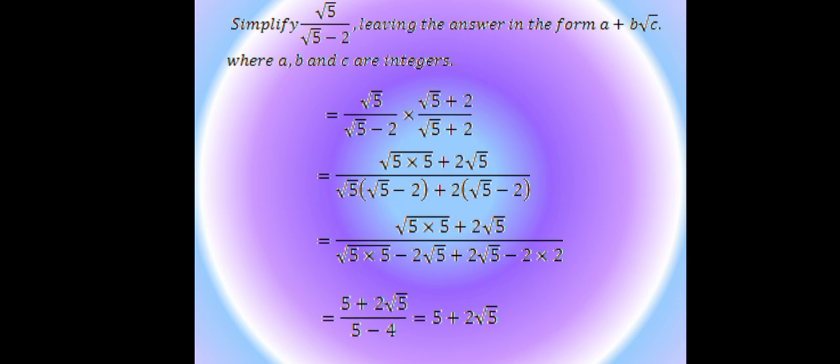Simplify 5 times the square root of 5 all over 5. Oh, sorry for that. Simplify the square root of 5 all over the square root of 5 minus 2, leaving the answer in the form of a plus b times the square root of c, where a, b, c are integers. Now if you simplify, we get 5 plus 2 times the square root of 5.